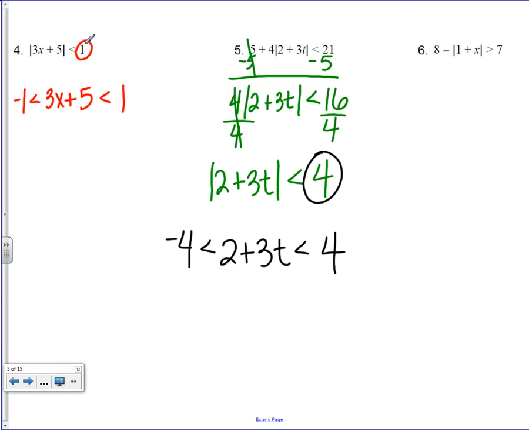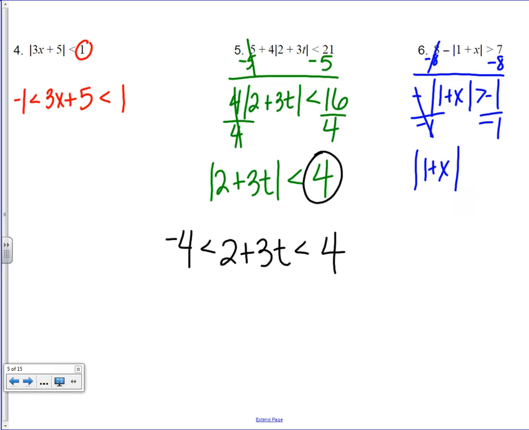We have the same issue in number 6. The first thing I need to do is isolate that absolute value. So I'm going to get rid of the 8 first. There's still a negative symbol outside. Now I've got to get rid of the negative symbol. It's being multiplied, so I need to divide by negative 1. Oops, and remember, when you divide by a negative, you have to flip that symbol. All right, the absolute value is by itself.